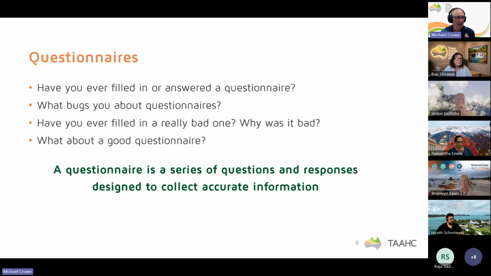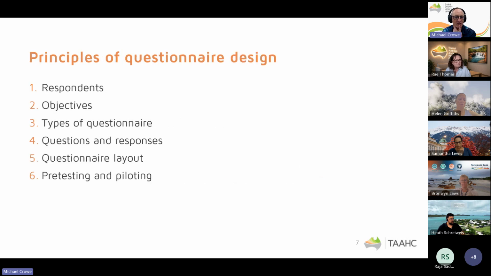So a questionnaire, just as a definition while we get started, is a series of questions and responses, which people often forget, that it's both the questions and responses designed to collect accurate information. And in order to do that, we tend to have the principles of research design, which are these 6 things. The first and most important one is remembering who your respondents are. That is fundamental to any questionnaire. Who are your potential respondents? What are your objectives in collecting this data?